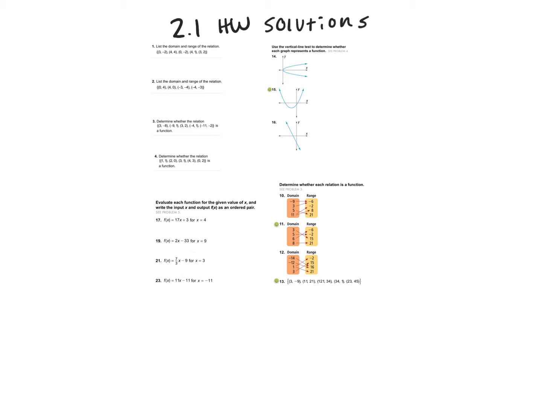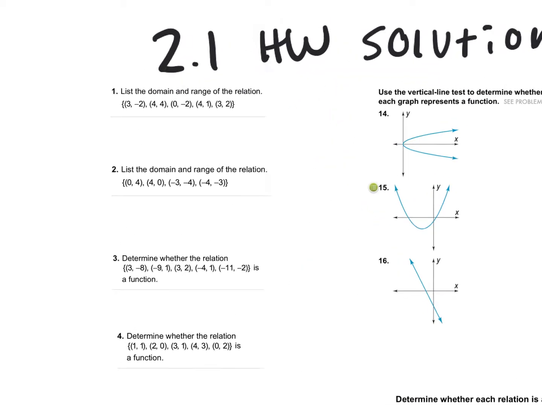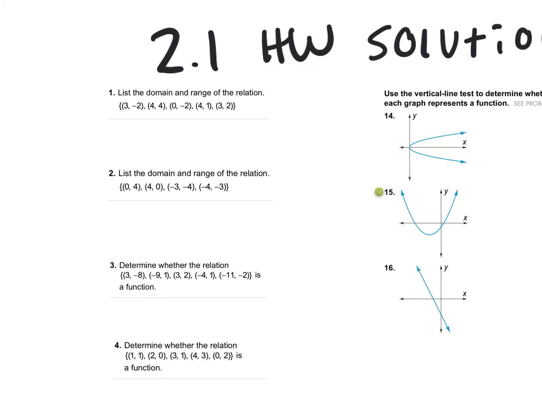Just a reminder, when you are checking your answers, make sure you're doing it in a different color than your original assignment. And if you got the answer correct, you just put a check mark next to each one. If you got it incorrect, make sure you're writing the correct answer.